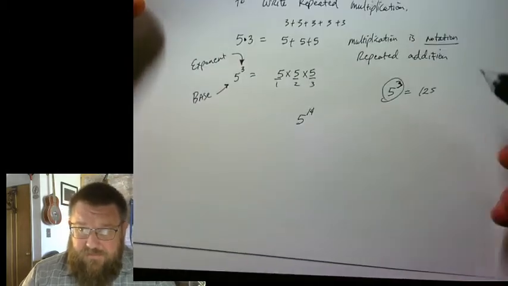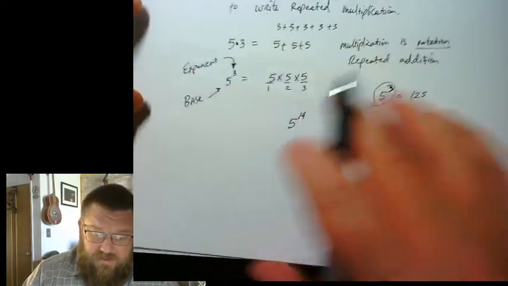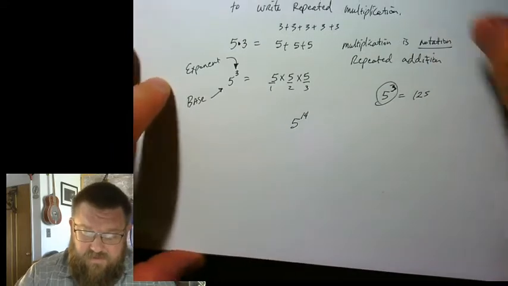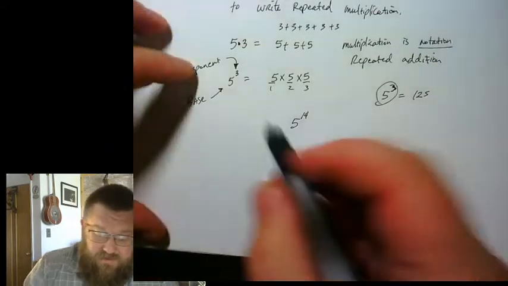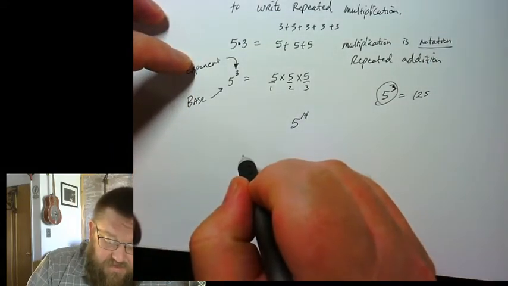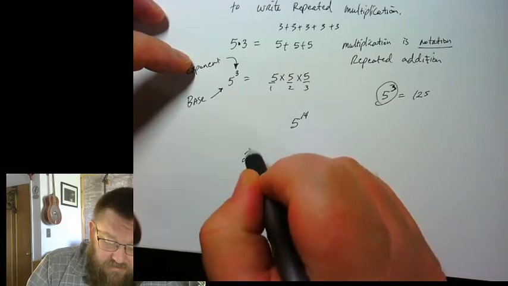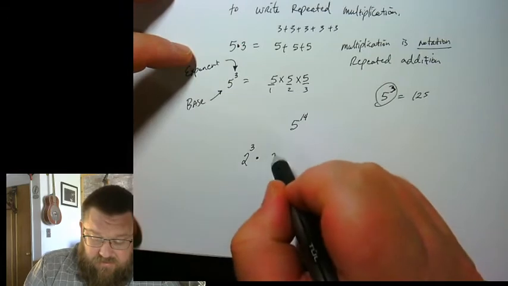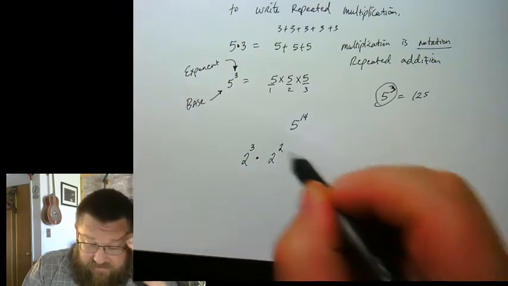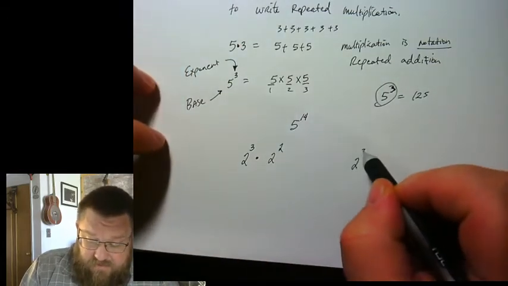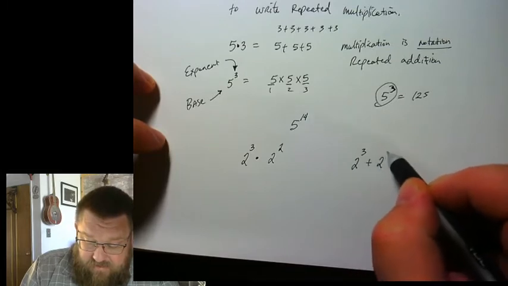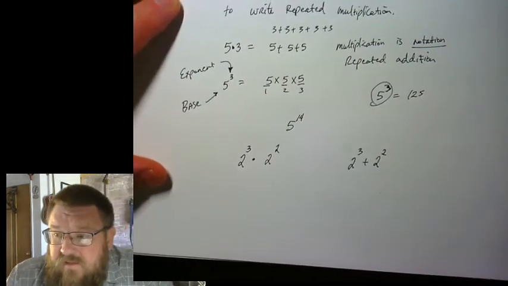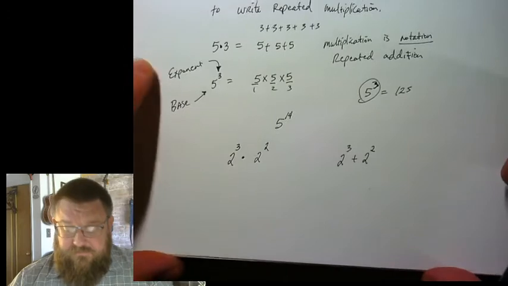So now check this out. What if you had something like this right here? Oh man, this is going to get a little tricky. What if we had, let's say, 2 to the third times 2 to the second? And what if we compared that to this: 2 to the third plus 2 to the second?